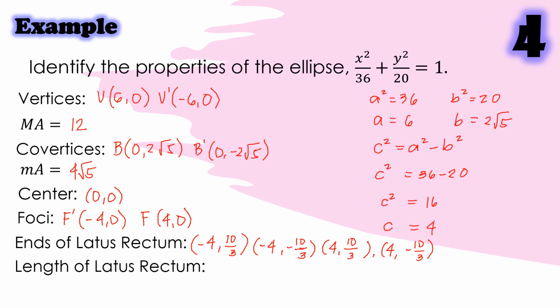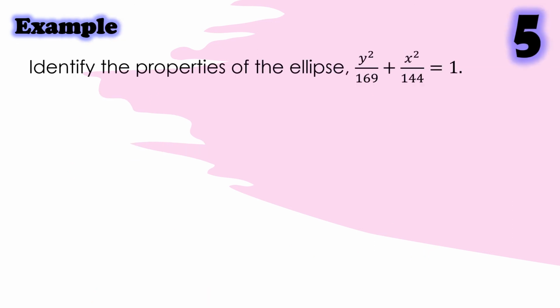20 over 3. The directrix will be the line x is equal to positive a squared over c, so that will be 36 over 4, or x is equal to 9. And also we have x is equal to negative a squared over c, so that will be x is equal to negative 9. Let us have example number 5.